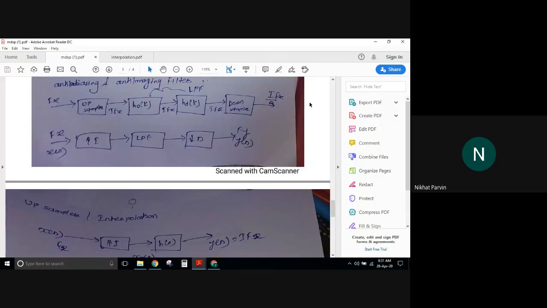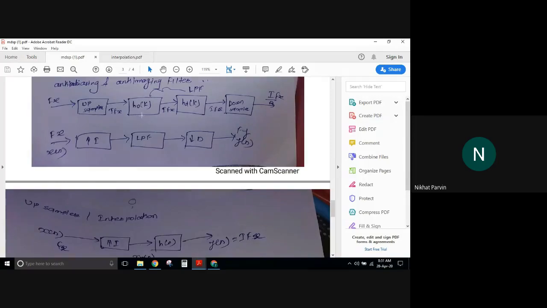That's why we are doing so. As you can see in your figure, first is the input which you are going to give to the upsampler, then this is your low pass filter. This put together will give you interpolation. Now the second part is your decimation, which includes the low pass filter followed by the down sampler, which will give you I by D into Fx.